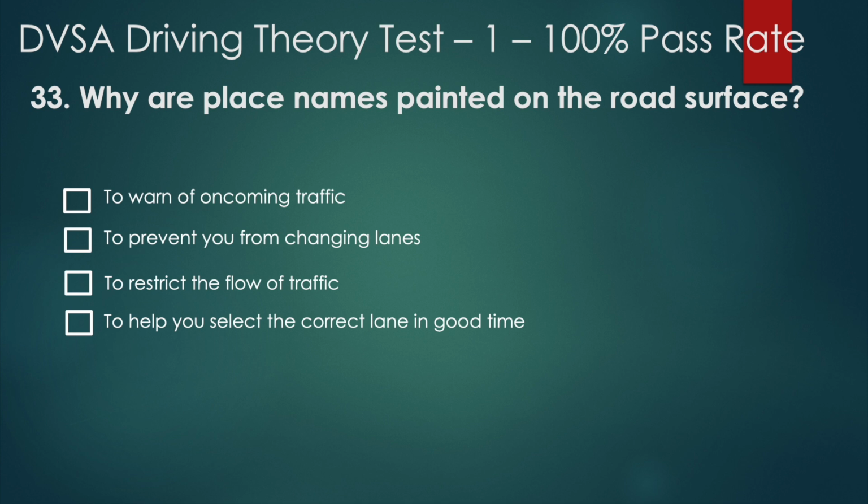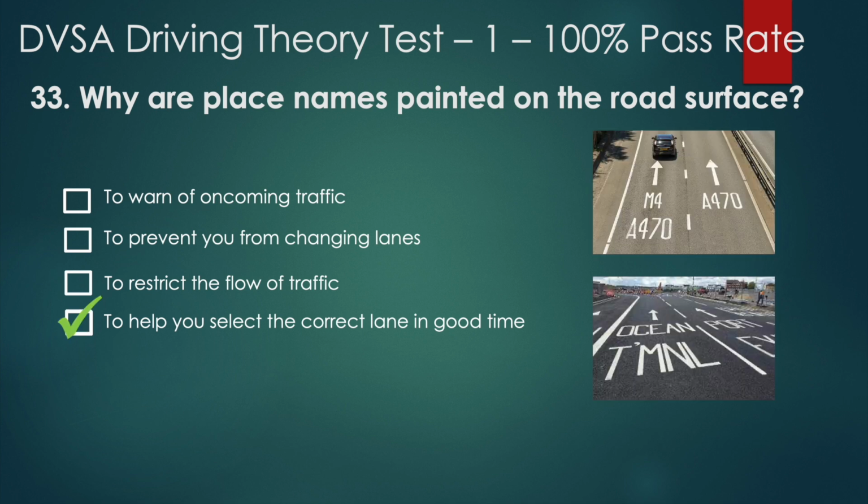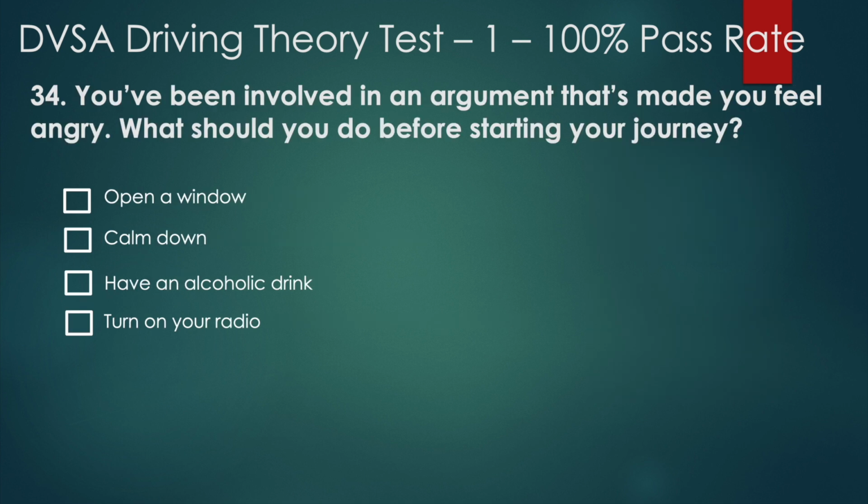33. Why are place names painted on the road surface? A. To warn of oncoming traffic. B. To prevent you from changing lanes. C. To restrict the flow of traffic. D. To help you select the correct lane in good time. And the answer is D. To help you select the correct lane in good time. And sample images have been provided for the same on the right side.